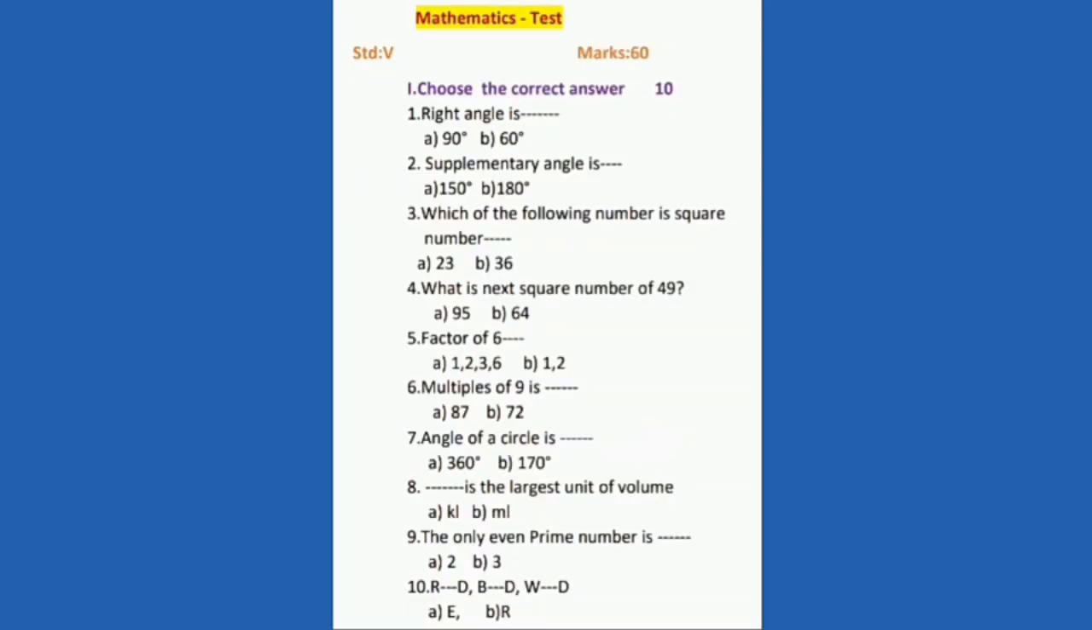Eighth one, dash is the largest unit of volume. So the largest unit is kiloliter or milliliter. Kiloliter is the answer. The only even prime number is dash. Even numbers start with 0, 2, 4, 6. So the even prime number is 2. 2 is the answer. 10th one, R dash D, B dash D, W dash D. The missing letter is E. So we write red, bed, wed. So E is the answer.